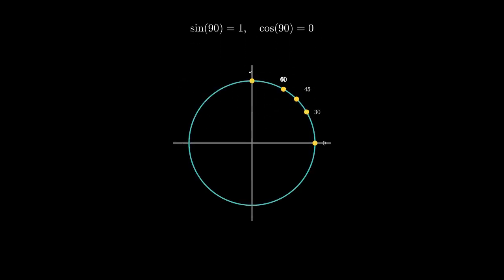Here are the key angles marked on the unit circle, showing their positions at 0, 30, 45, 60, and 90 degrees. Let's visualize how sine and cosine behave as functions.